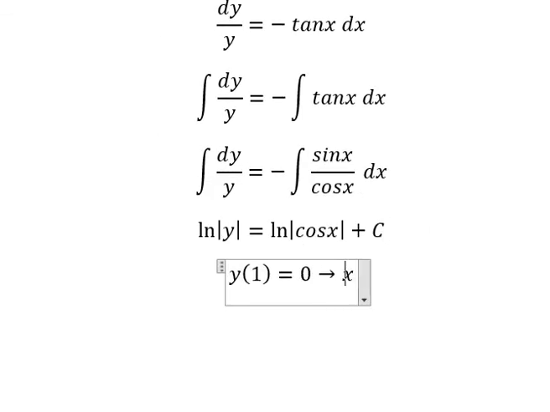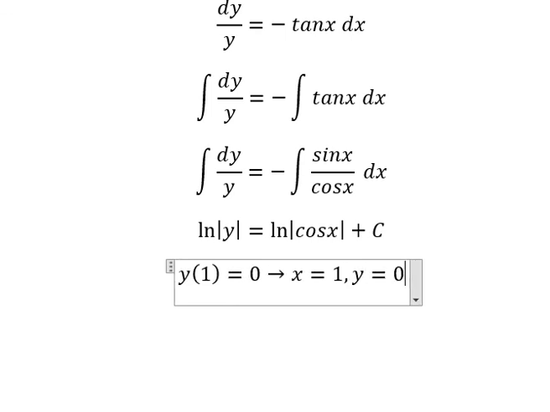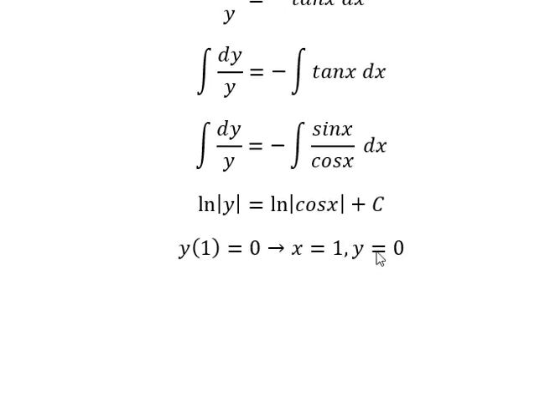That means when s equals 1, y equals 0. So if we put 0 in here, there is no solution. That means we don't have the particular solution in here.